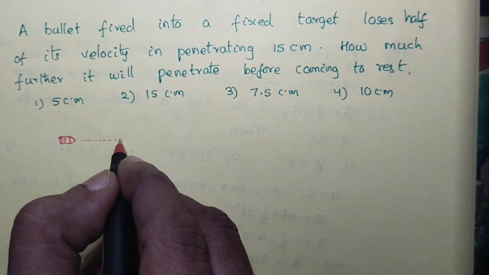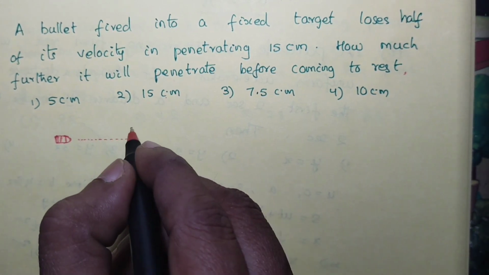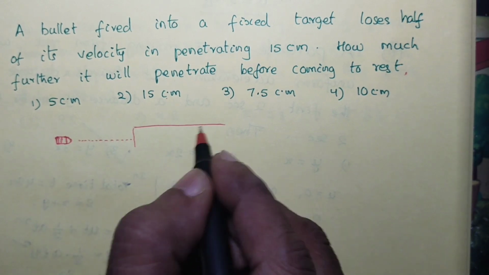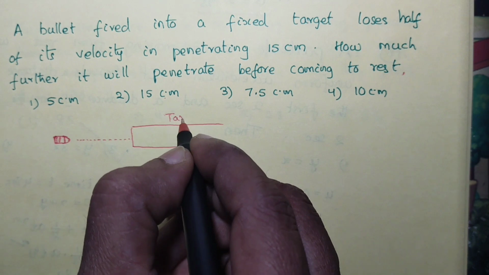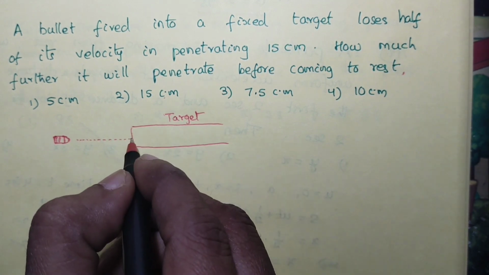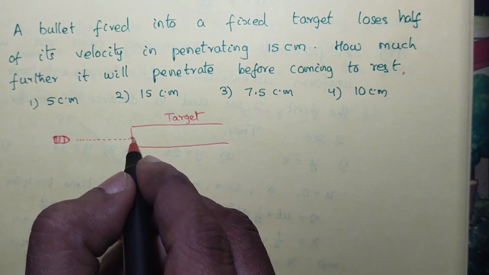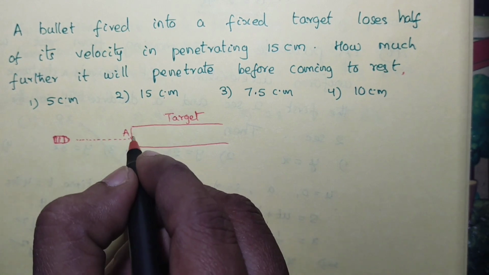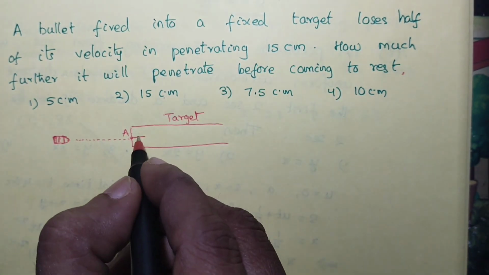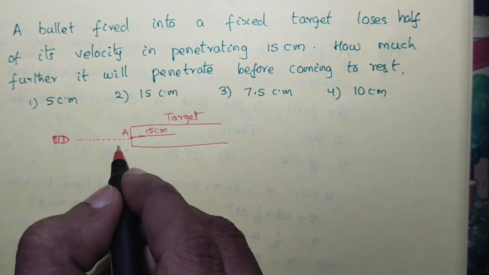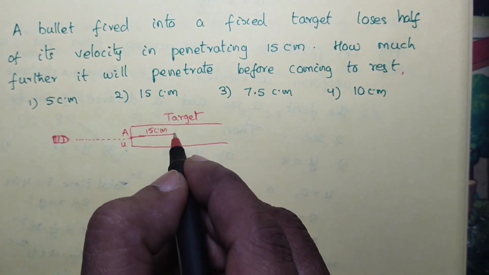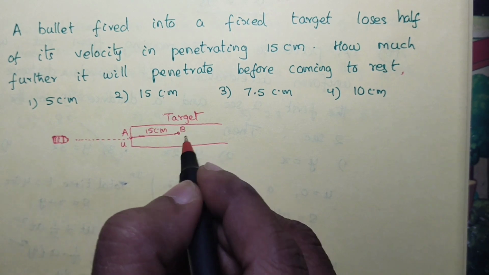It will travel in this direction. Here let it be some target, some wood or some kind of target. When it starts penetrating, let us call the point A. After 15 centimeters it has traveled. The initial velocity let it be u. After 15 centimeters let it be point B.